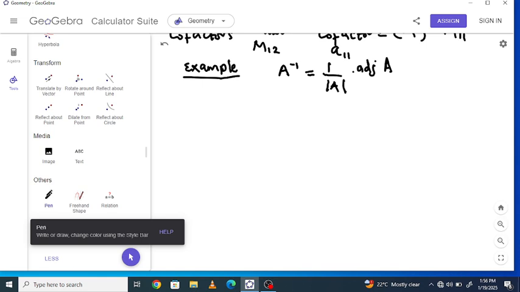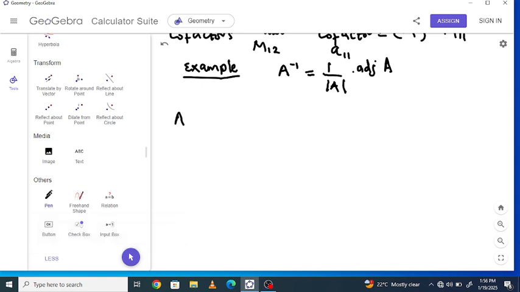We have been given a matrix A equal to 1, 4, 1, 3, -2, 4, 3, -5, 5, 6, 2. We want to get all the minors and all the cofactors.